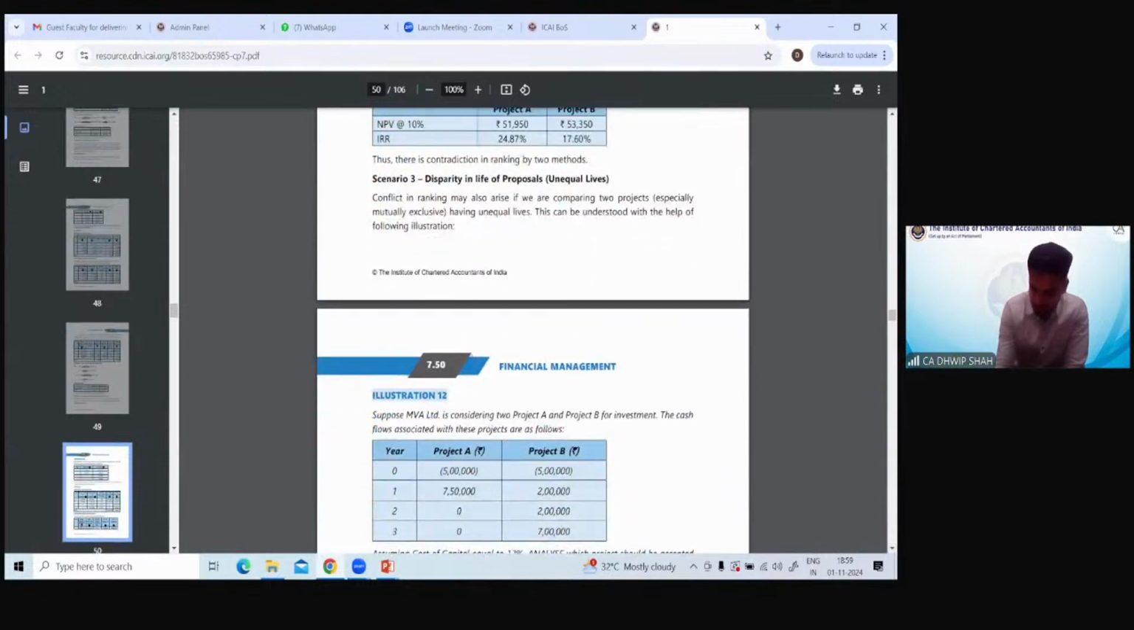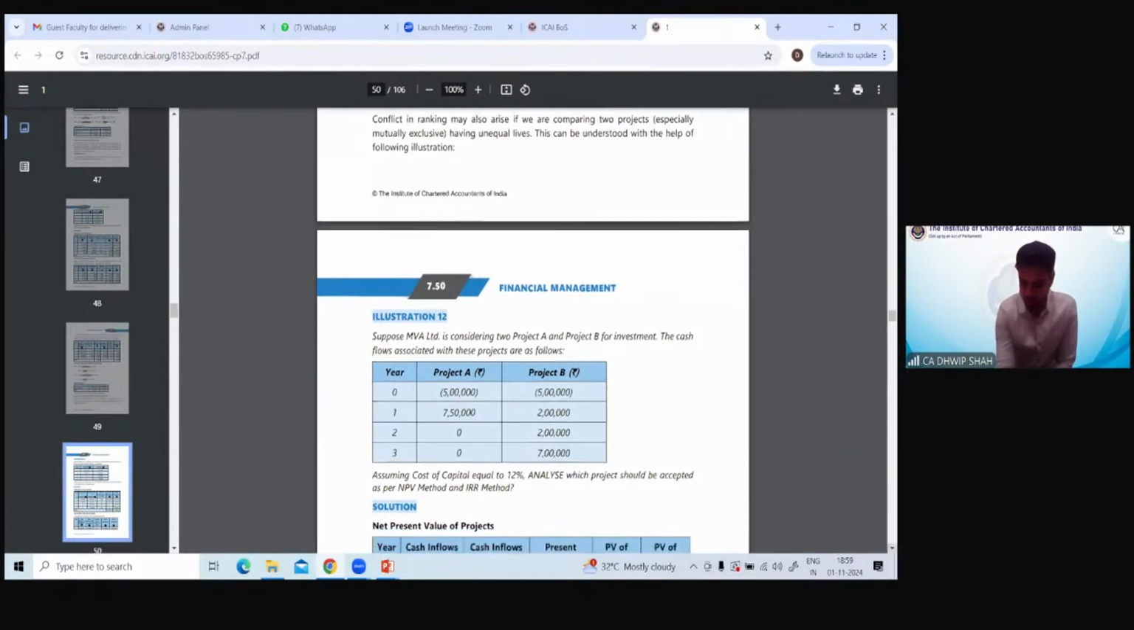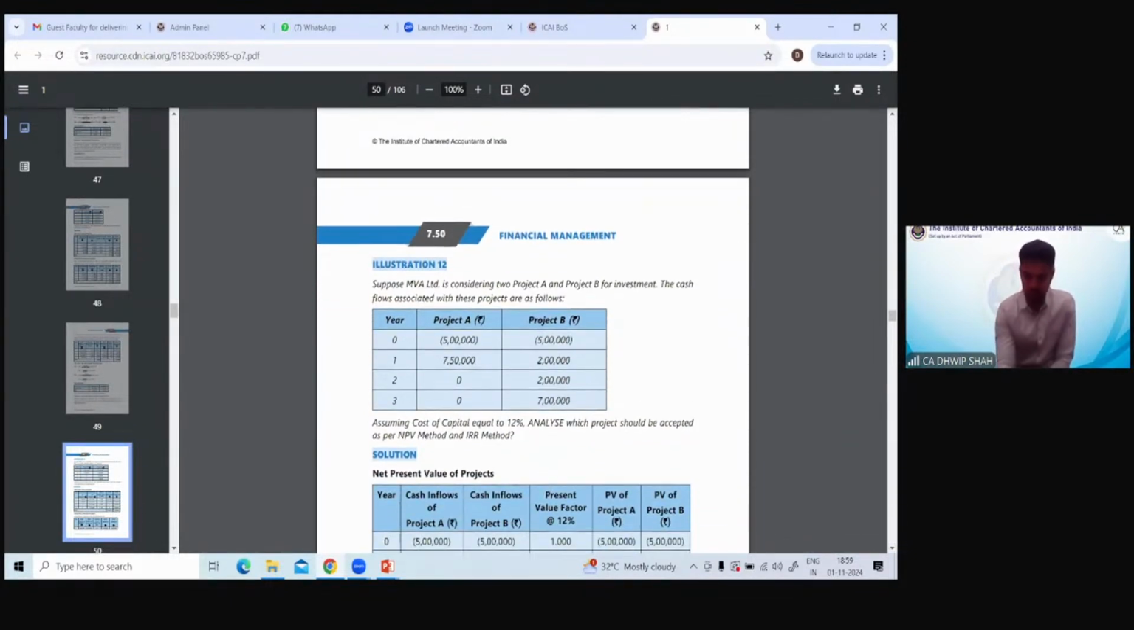This is illustration number 12. Can you see project A? Life of project A is just 1 year, whereas life of project B is 3 years. If you want, calculate NPV for project A and project B and also calculate IRR of project A and project B, and check by yourself. I will give you 5 minutes for this. Your revision of NPV and IRR will also be done. But please try to solve honestly.